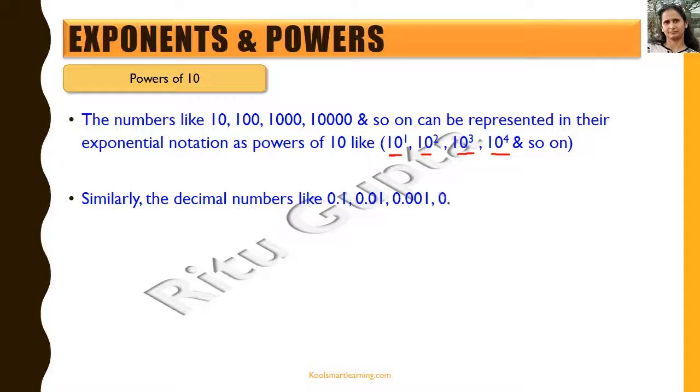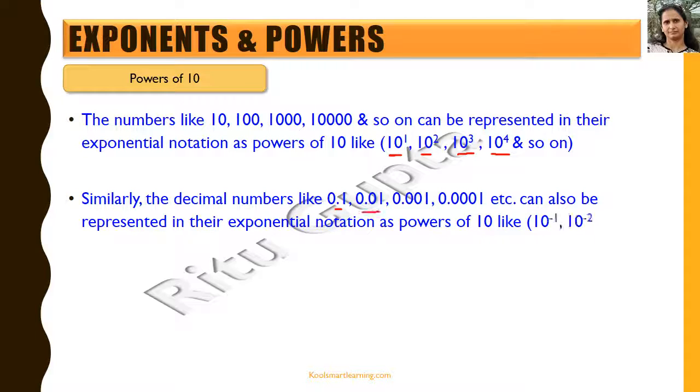Similarly, the decimal numbers of the type 0.1, 0.01, 0.001 and so on can also be represented in their exponential notations with negative exponents in this case, and they can be represented as powers of 10 like 10 raised to power minus 1, 10 raised to power minus 2, 10 raised to power minus 3 and so on.